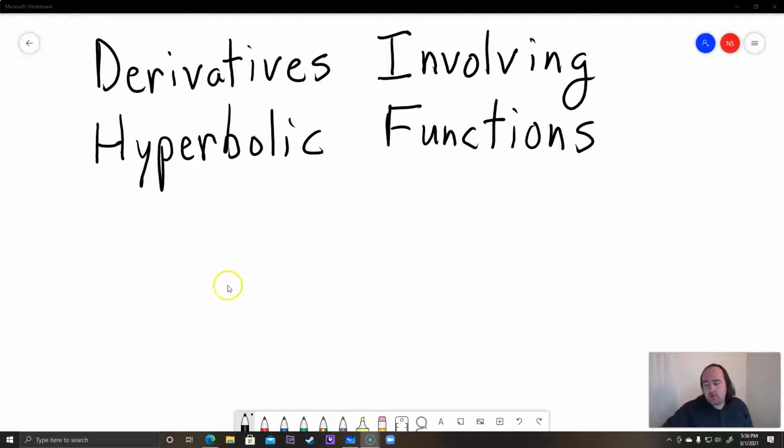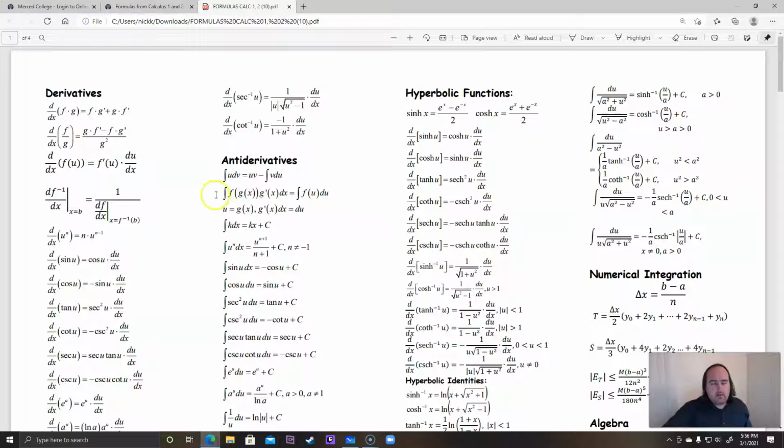Now, if you look at the formula sheet that I post on Canvas, formulas from Calculus 1 and Calculus 2, on the very first page, past the derivatives and antiderivatives, you're going to see hyperbolic functions. And of course, you've got the classic ones here: sinh of x equals e to the x minus e to the negative x over 2, cosh of x equals e to the x plus e to the negative x all over 2. Now these right here are not actually derivatives. These are just the definitions of the two functions.